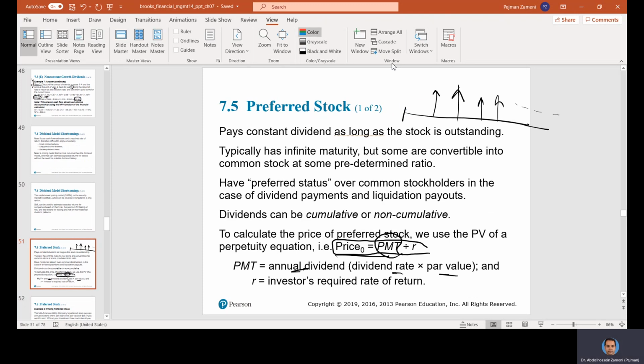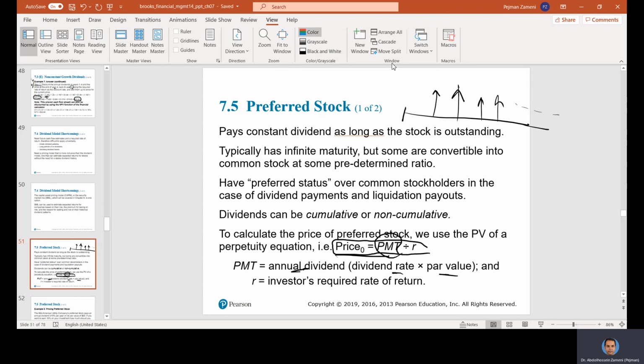Okay, up to here, whatever we learned was related to ordinary shares or common shares. From here, we're going to see something related to preferred stock. Let's see the definition. It pays a constant dividend as long as the stock is outstanding. With the previous one, the ordinary share, if the company wishes to pay a dividend, shareholders receive it. But what if the company doesn't pay any dividend? Then no one receives a dividend. But under preferred stock, companies are obliged to pay dividends.